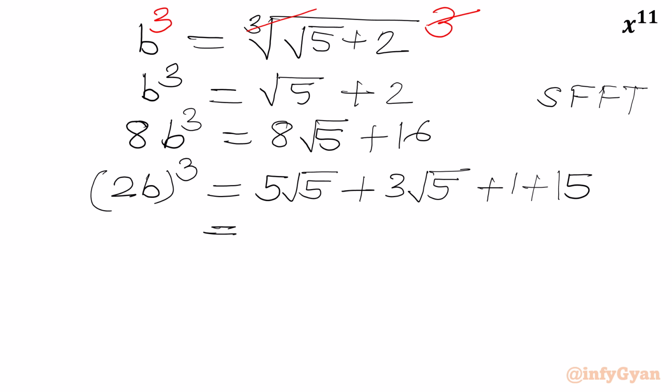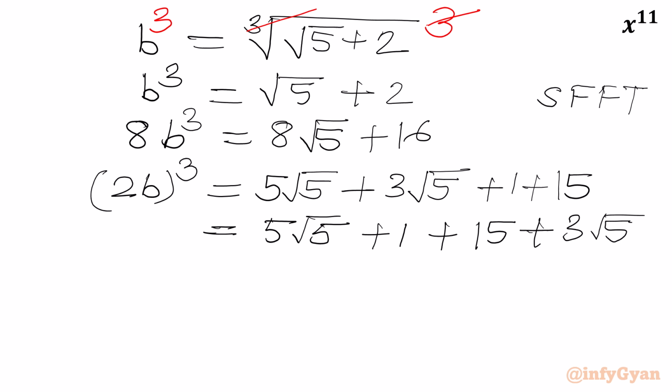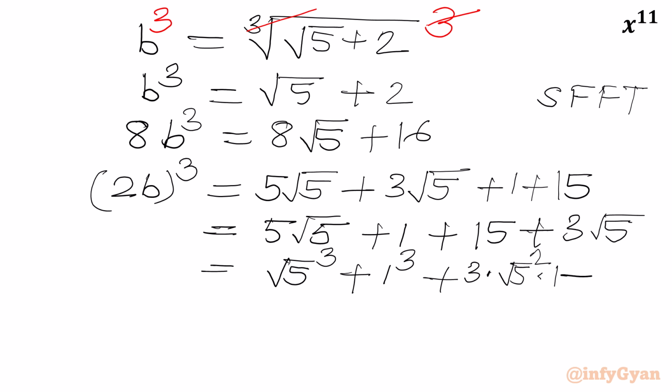Let's rearrange RHS. I will write 5 root 5 plus 1 plus 15 plus 3 root 5. Now 5 root 5 is square root 5 whole cube. 1 we can write 1 whole cube. 15 we can write 3 times root 5 whole square times 1. So 3 times root 5 square is 5. So it will be 15 plus 3 times root 5 times 1 square.